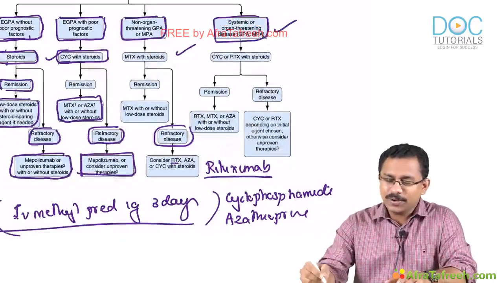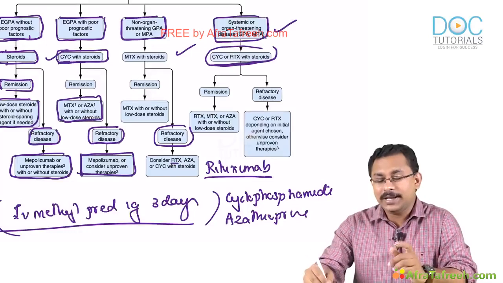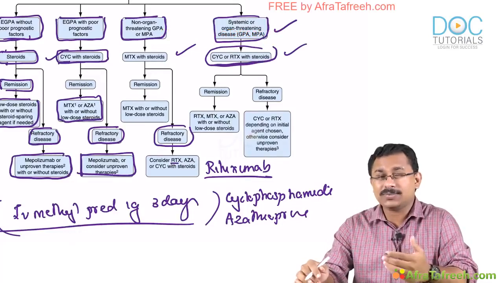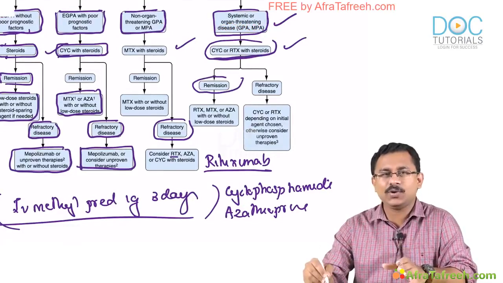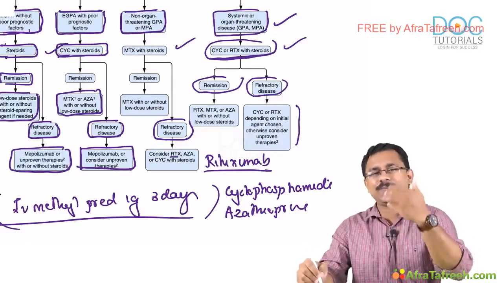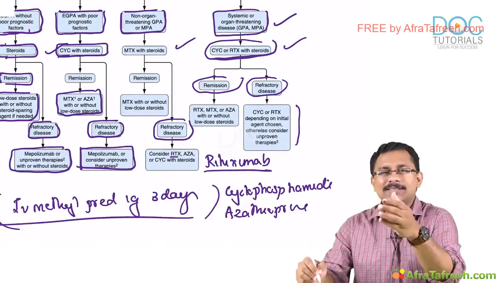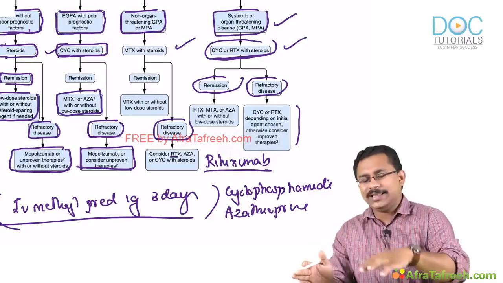So for life-threatening diseases, always steroids in combination with cyclophosphamide. Also, you can go for rituximab in life-threatening or severe organ involvement. If there is a remission, you can think of tapering the doses. But again, in refractory cases, you will have to choose the other agent. Suppose you started with cyclophosphamide and steroid pulse, you can think of adding rituximab as well. So that is the dosing that you would give.